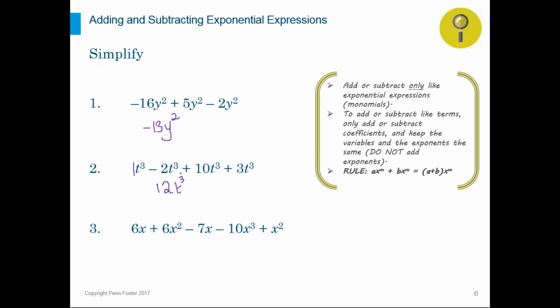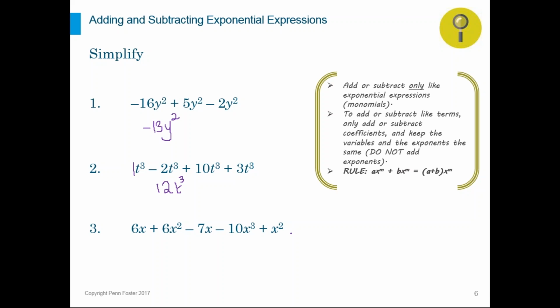The last question on the screen: 6x plus 6x squared minus 7x minus 10x cubed plus x squared. Looking at these expressions, we realize that all of them are x's, but not all of them have the same power. So that makes us not add all of the coefficients together. We need only to add the coefficients of the same exact variable with the same exact power.